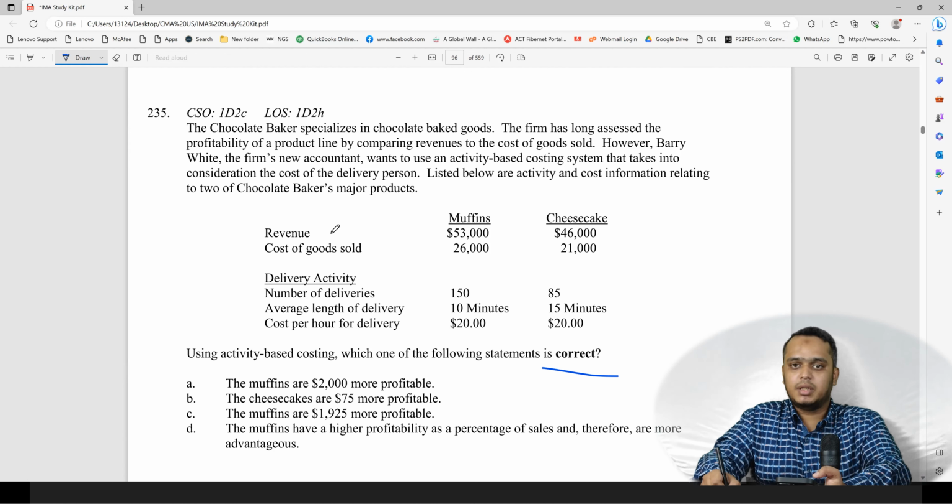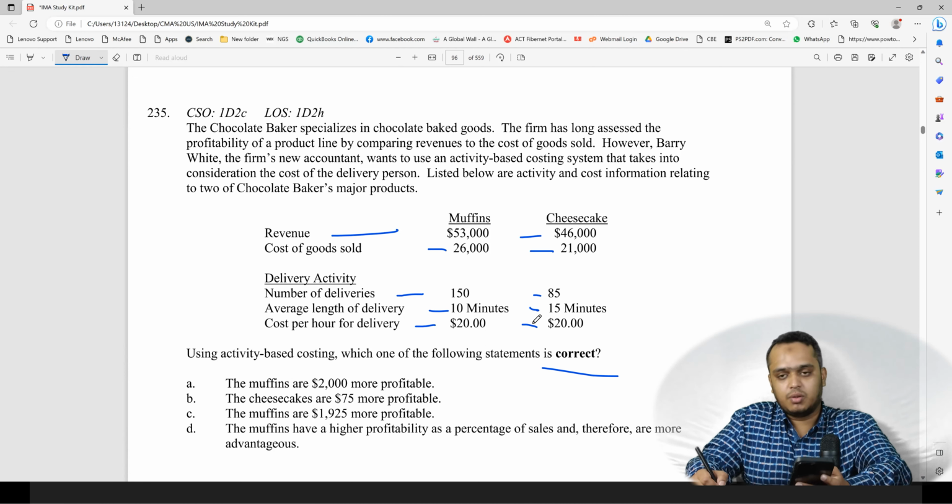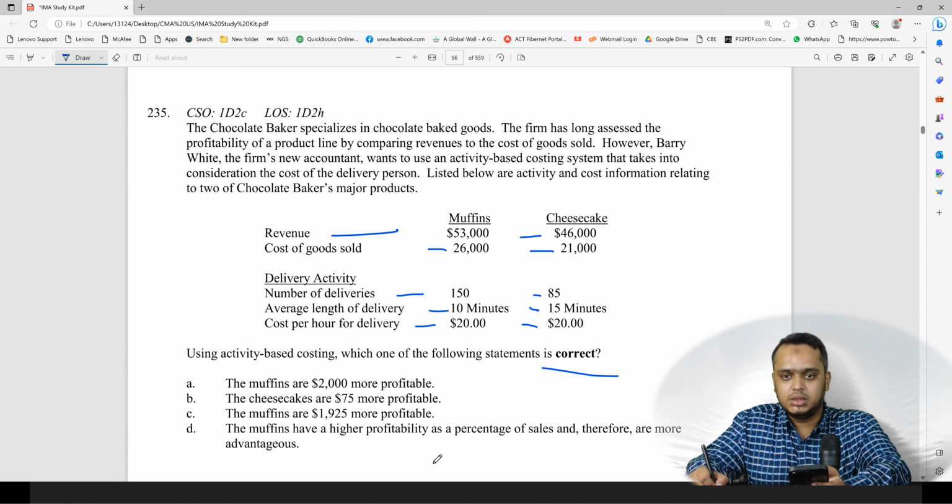So the revenue here is 53,000 and 46,000, cost of goods sold 26,000 and 21,000. Then the number of deliveries is 150 and 85, average length of delivery 10 minutes here and 15 minutes here. Cost per hour of delivery is 20 and 20. So what you have to do right now is check which statement can be right here.